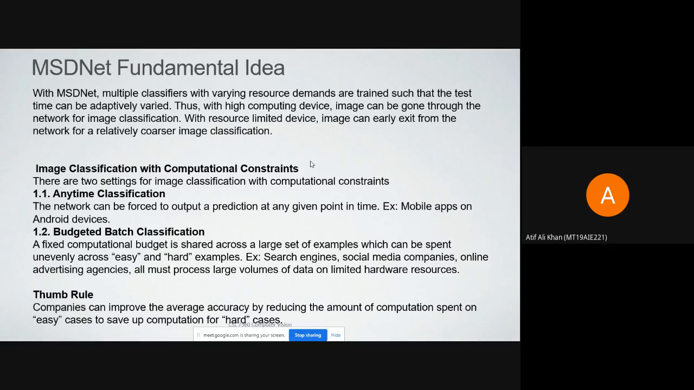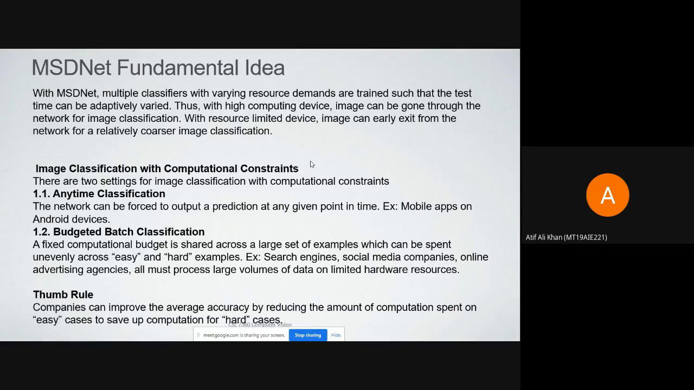Image classification is defined as the task of classifying an image from a fixed set of categories. Many other computer vision challenges, such as object detection and segmentation, can be reduced to image classification. Here we propose anytime classification and budgeted batch classification, which are nothing but two settings for image classification with computational constraints.